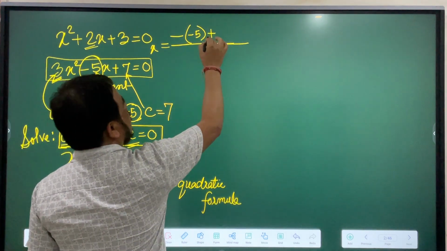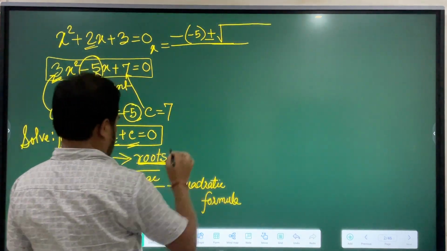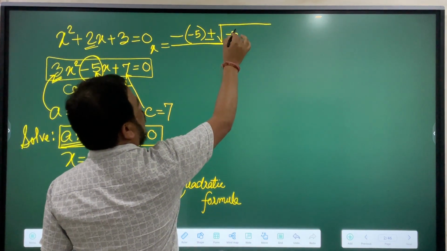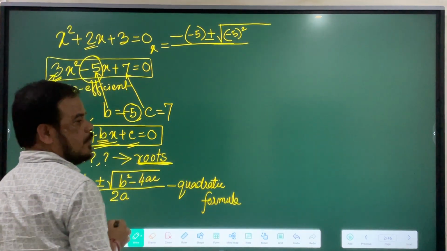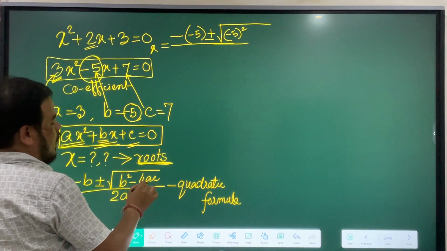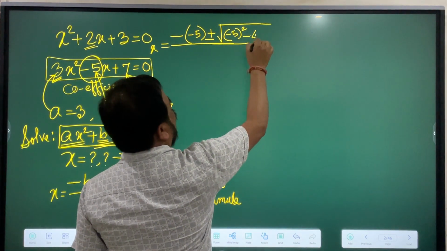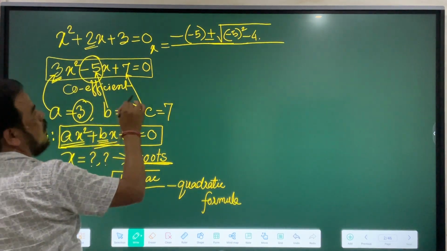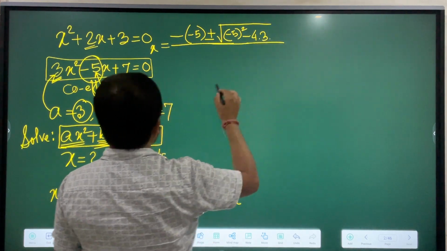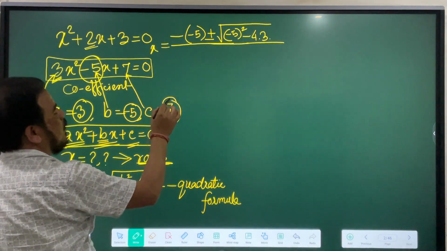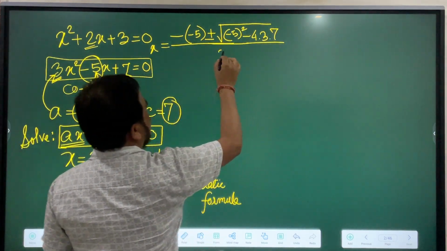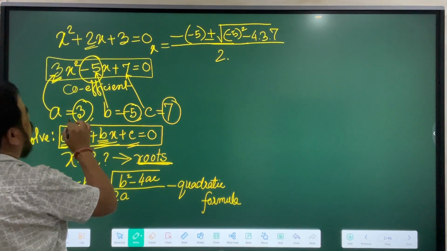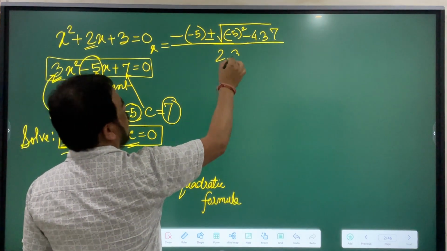Then plus minus square root of b square. What is b? Minus 5. So minus 5 square. Then minus 4ac. Minus 4 into a. What is a? Here 3. Into 3. Into c. What is c? 7. So here we will write 7. Then the denominator is 2a. That means 2 into a. What is a? A is 3. After that we will just do the calculation.